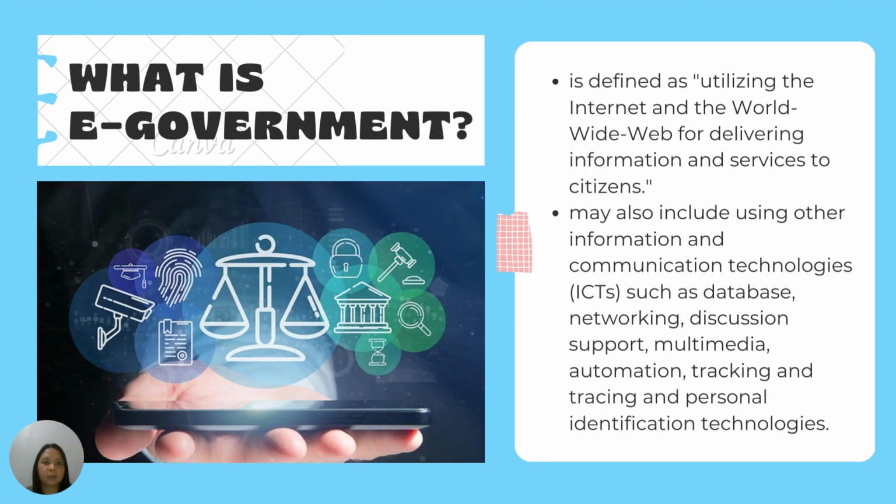What is e-government? It is defined as utilizing the Internet and the World Wide Web for delivering information and services to citizens. It may also include using other information and communication technologies such as database, networking, discussion support, multimedia, automation, tracking and tracing, and personal identification technologies.